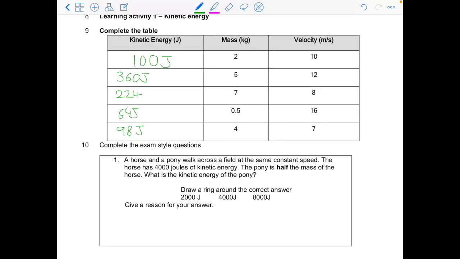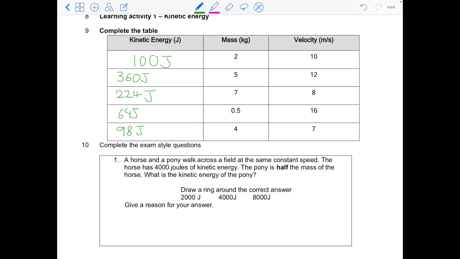So here we have the answers for those 5 questions, making sure that you do have the correct answers written in your green pen. And I just noticed I have missed out a joules for that one, so it is 224 joules. If you forget the unit, you will not be able to get the mark.